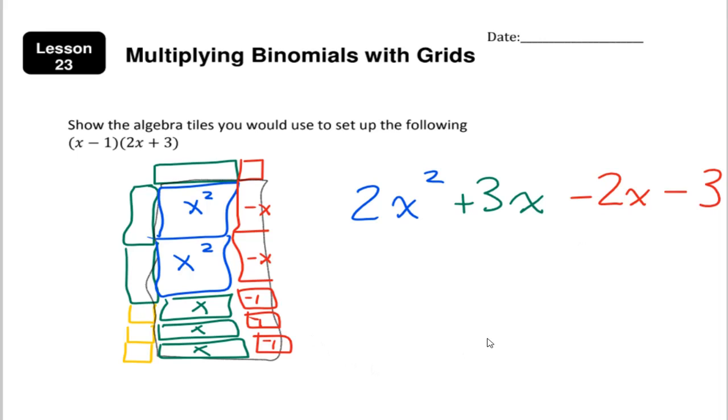And if you recall, technically this is not simplified because I have like terms. Can you spot the like terms in here? Yes, I have this 3x and I have a negative 2x. I'm going to combine those together.